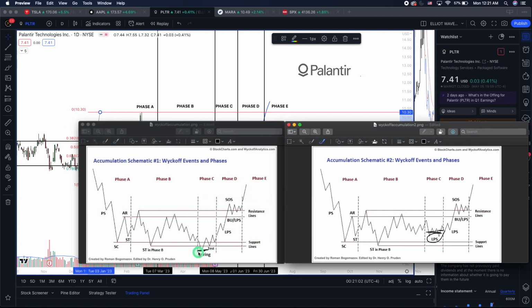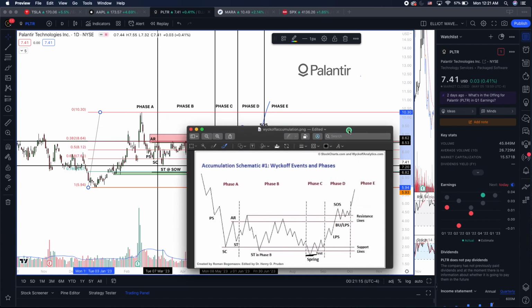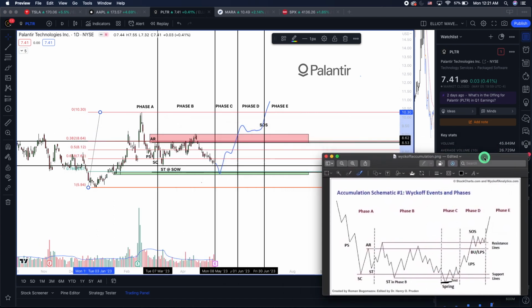In my last video, I said that the next thing I would be looking for is a move lower and a spring movement, and that we are in schematic number 1. So I'll get rid of schematic number 2 for now, just so I can compare schematic number 1 to the price action that we see on Palantir.